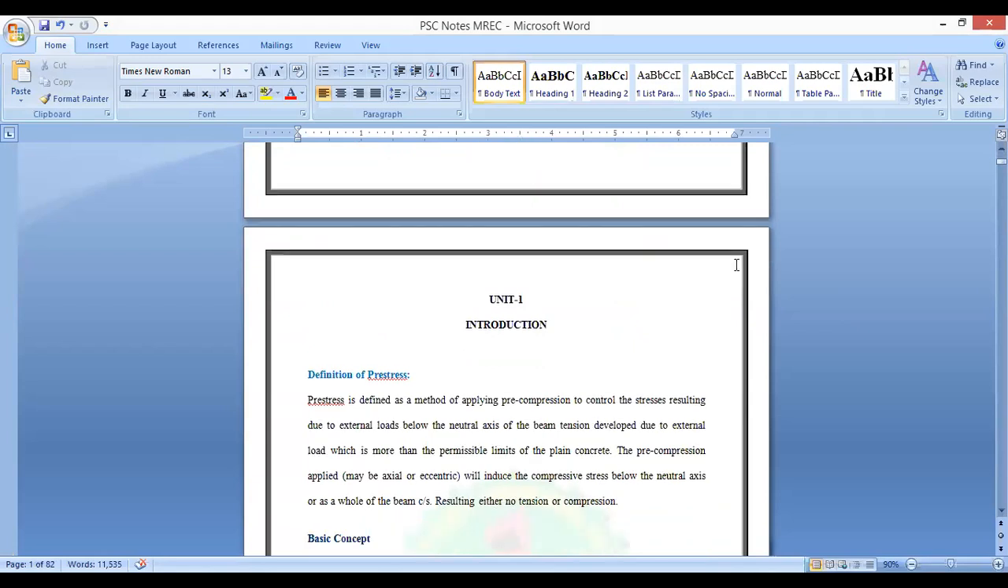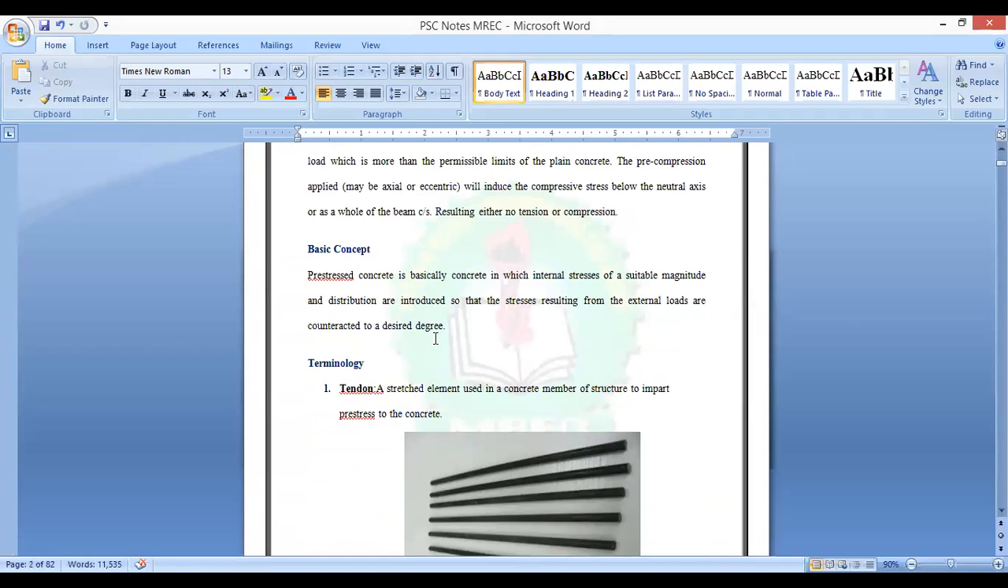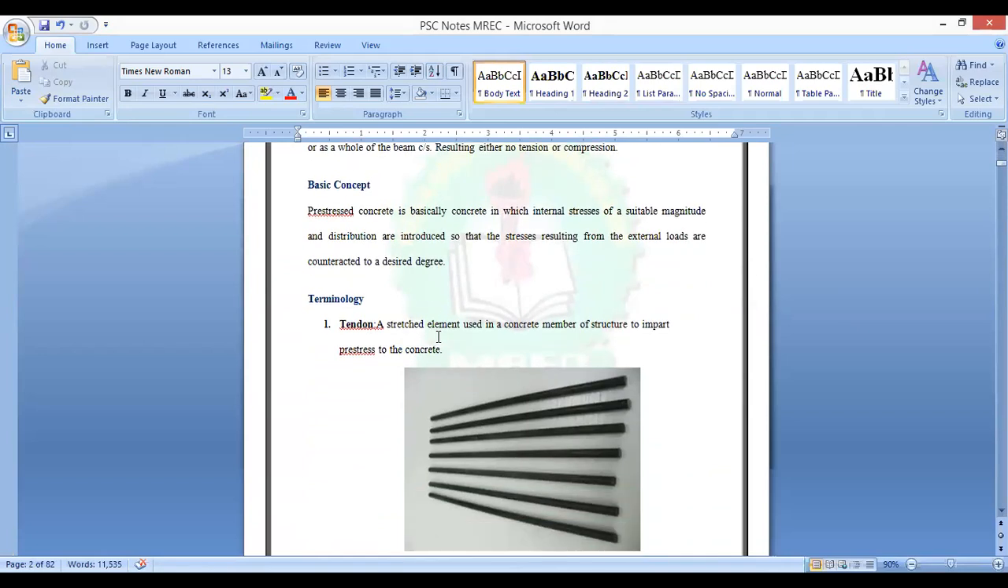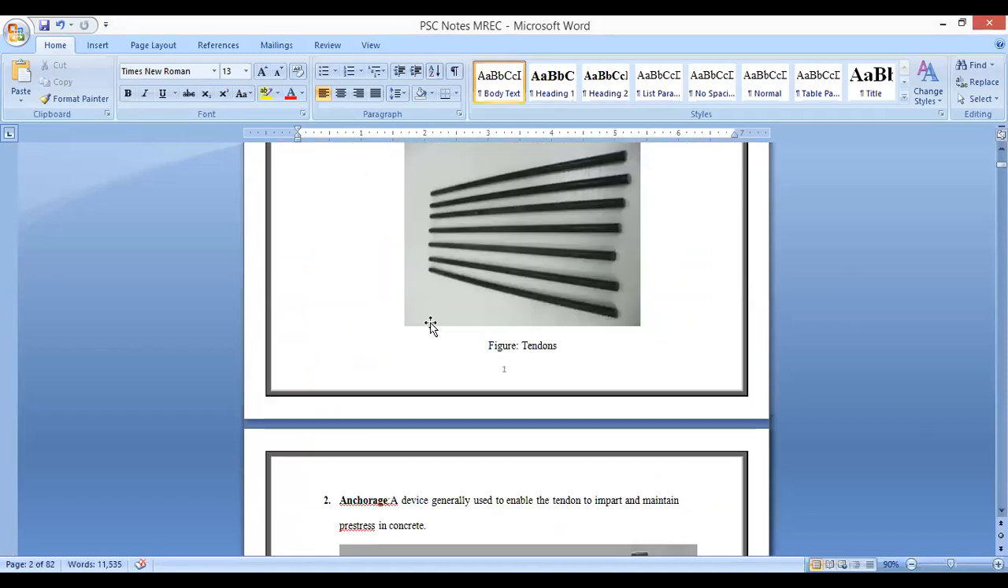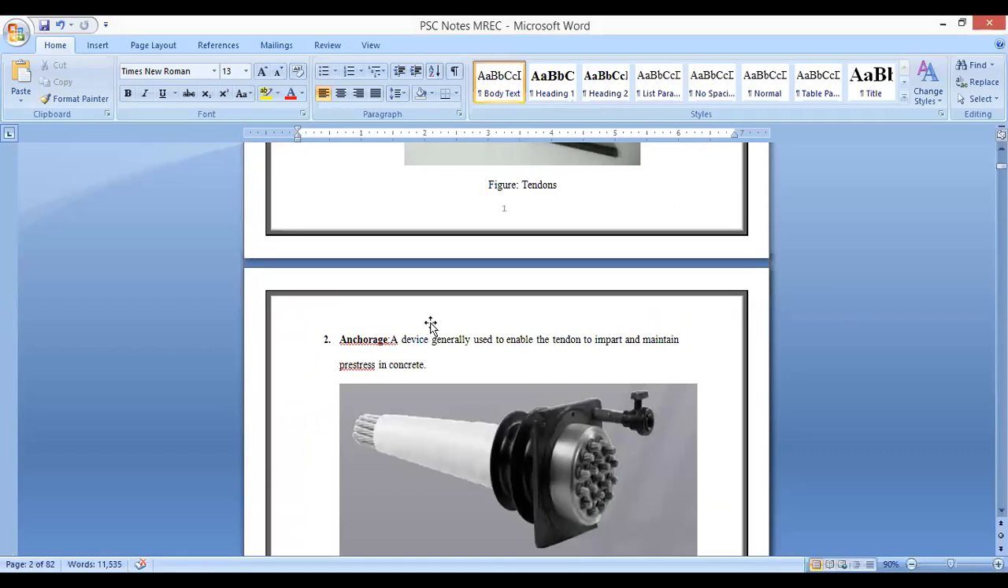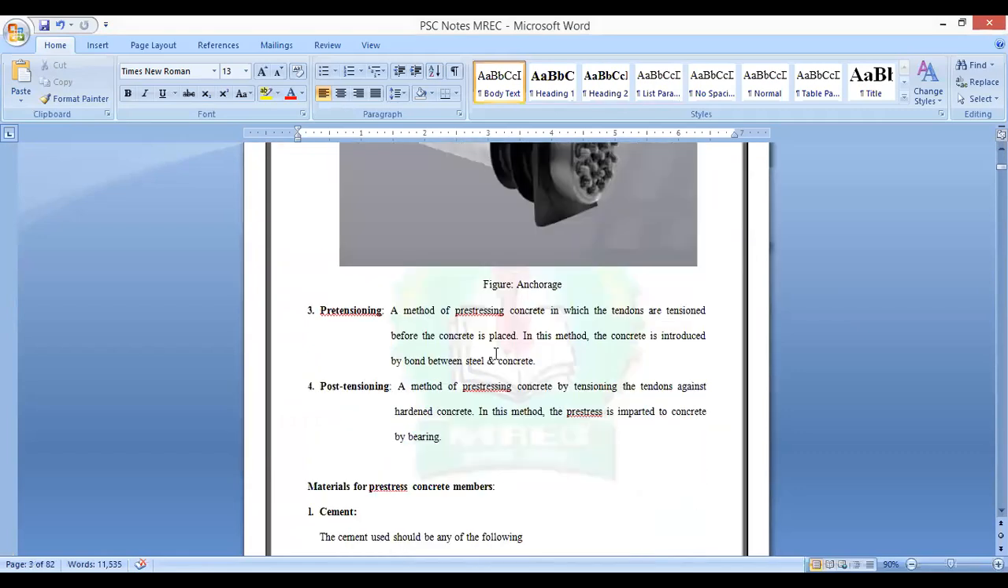In the first unit, you are going to have the definition of pre-stressing, the basic concept of pre-stressing, and the terminologies that are going to be used. I will share these notes with you after completion of the class. Here the terminology covers what you mean by tendon, cable, anchorage, and what the definitions of pre-tension and post-tension are.